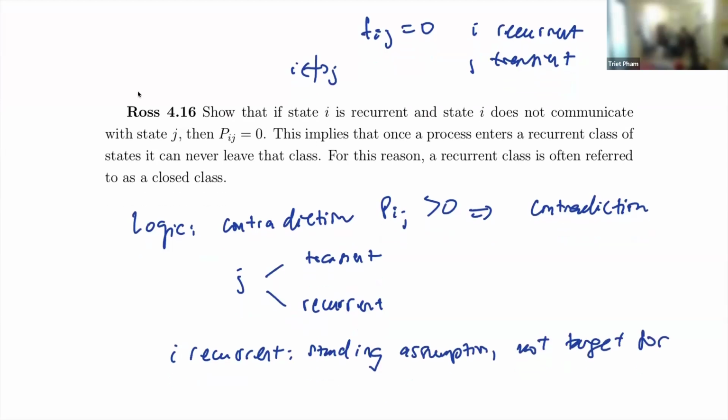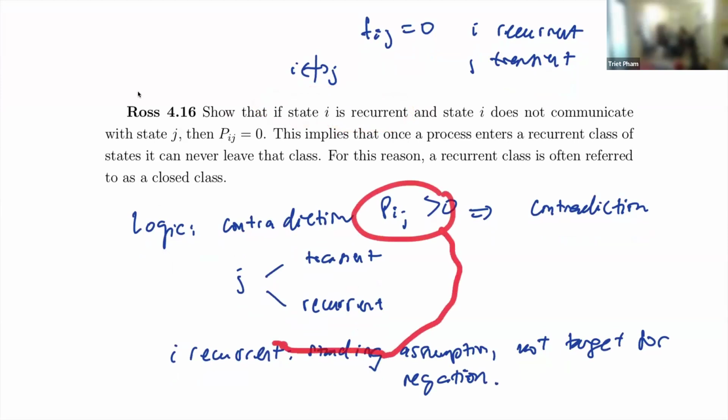Do we understand? I know it's just the way the problem is written. If you read this problem, you feel like, well, I can negate I being recurrent, no? But when you look at the spirit of the problem, Pij positive, you can never really negate I being recurrent, because if you let go of the hypothesis I recurrent, you have nothing to work on. So think about it very well. The statement should be really like this: I recurrent, untouchable.